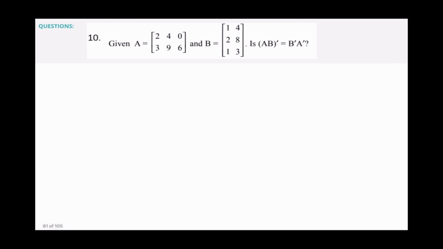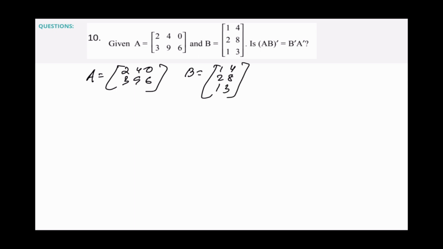Now let's see the next question. A is given as the matrix 2, 4, 0, 3, 9, 6, and B is given as 1, 4, 2, 8, 1, 3. Okay, students. Now they're asking first, is (AB) transpose equal to B transpose A transpose? So we know this is correct.